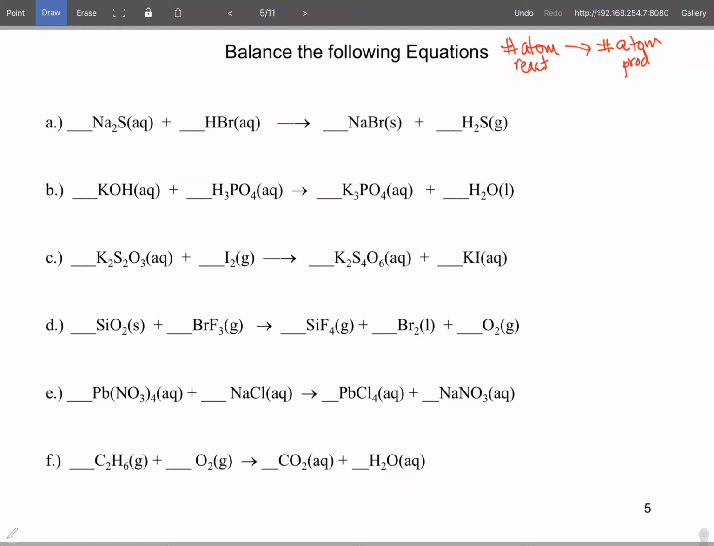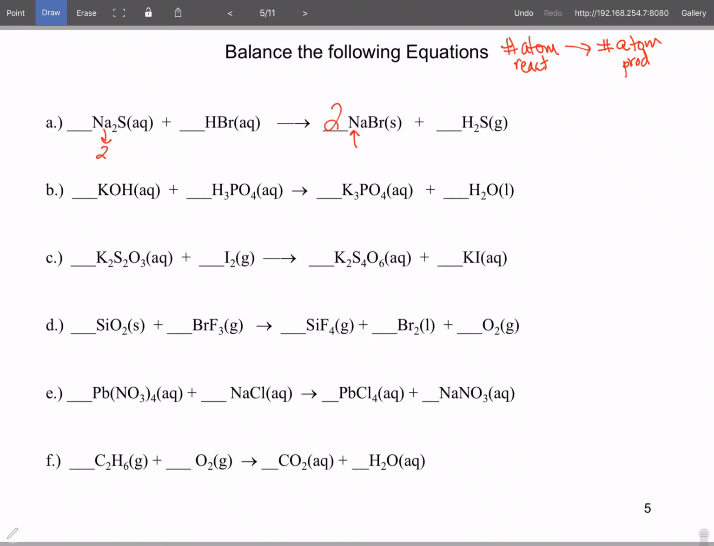So it's relatively straightforward. Here we're going to work. I like to work left to right so that I don't miss one. So here's sodium. And again, you shouldn't have any problem because everything that's on the reactant side should be on the product side. So according to this, I have 2 sodiums. So that means I have to have 2 sodiums here.